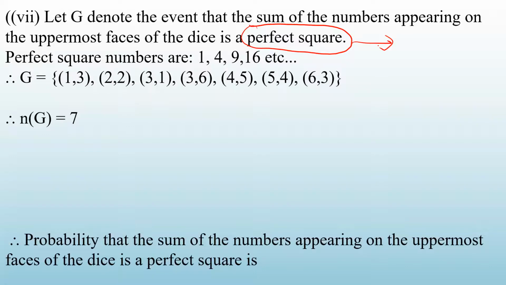Perfect square numbers are the numbers which are the square of something. Like 1 is a perfect square number. Why? Because I can write 1 as 1 square. A number which is the square of some number is called a perfect square number. The next perfect square number will be 4, because I can write 4 as 2 square. 2 into 2 is 4.